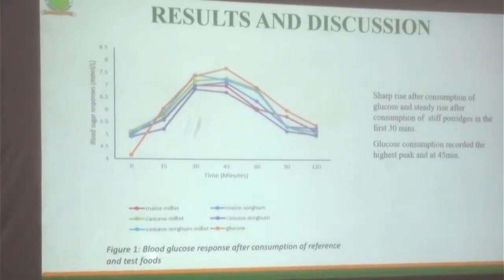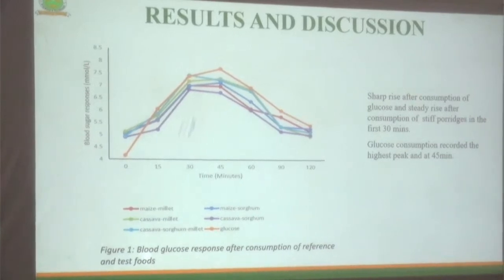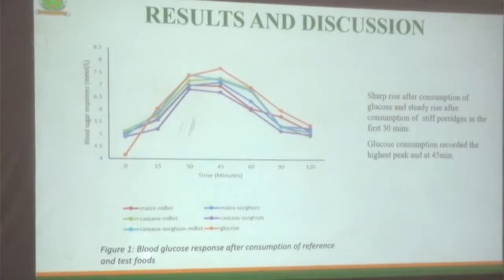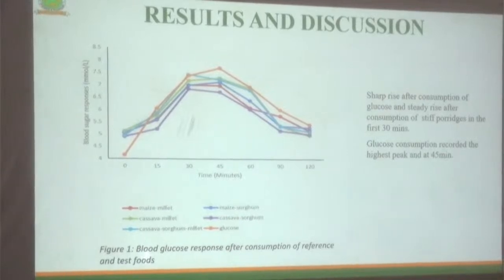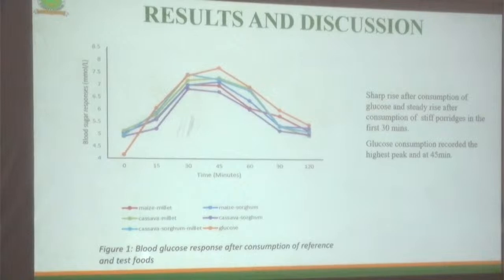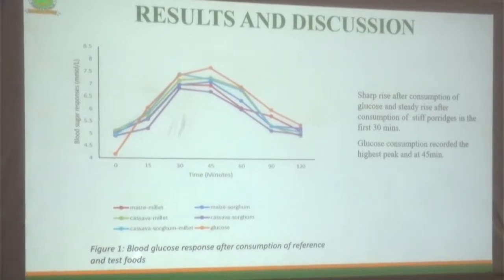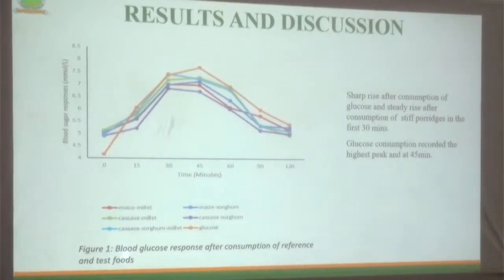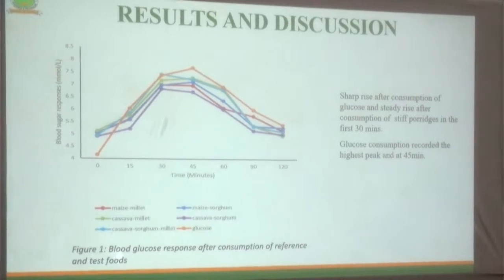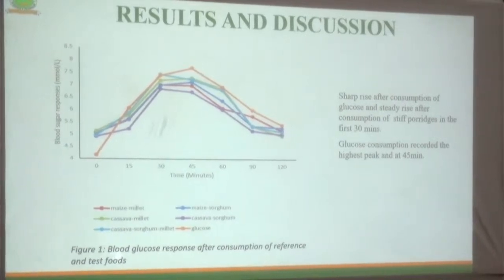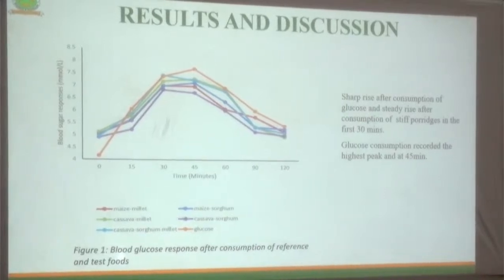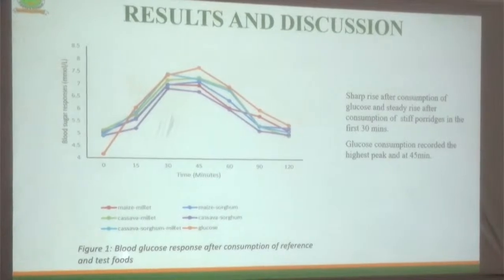This is a figure of the blood sugar response after consumption of glucose, which was the reference food, and the various ugali types that I have mentioned. We can see that the rise after consumption of glucose by participants was very sharp, and it was the highest, whereas consumption of stiff porridges recorded a very steady blood sugar response. This could be explained by the fact that glucose is rapidly digested, and this is why the blood sugar had a very sharp rise.